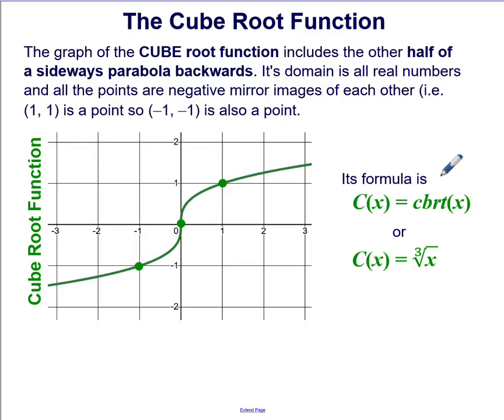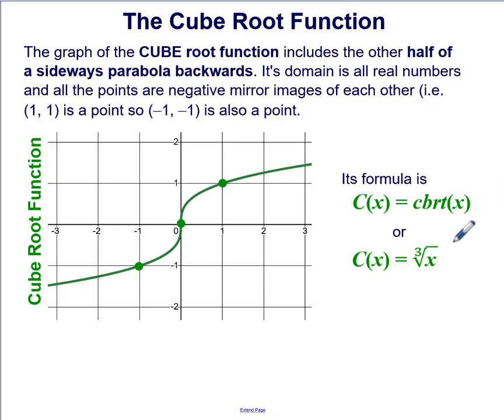The notation or the formula for the cube root function is we use C of x for cube root, and we can write it with words, CBRT for cube root of x. This is commonly used for computer programming, spreadsheets, anywhere you're typing on a document.